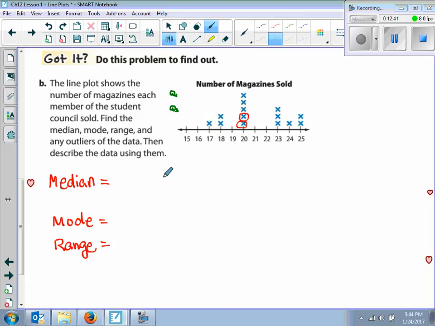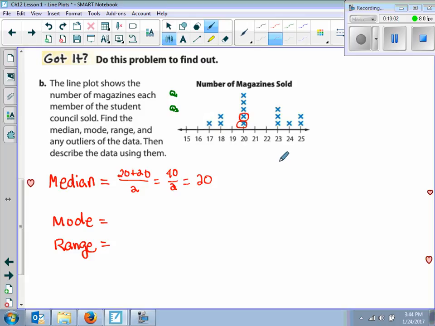So to find the median, we're going to add 20 plus 20. And then we're going to divide that by 2. Right. So that's 40 divided by 2, which is equal to 20. Good.